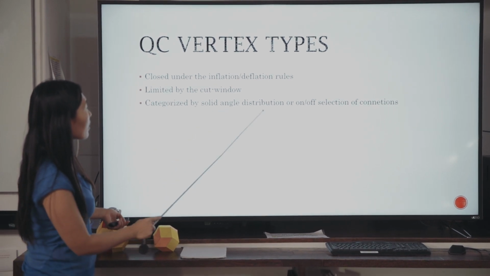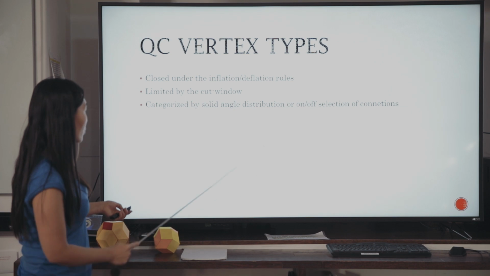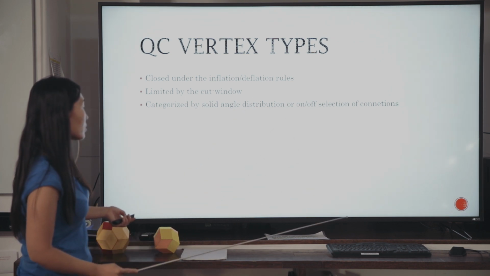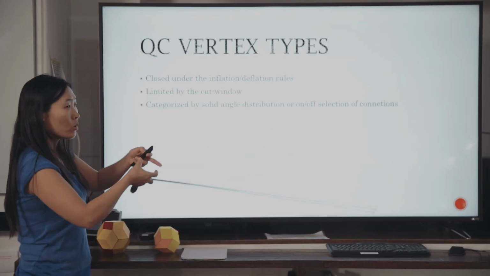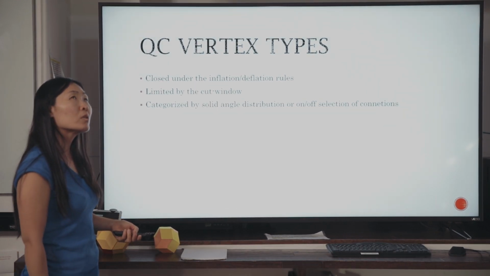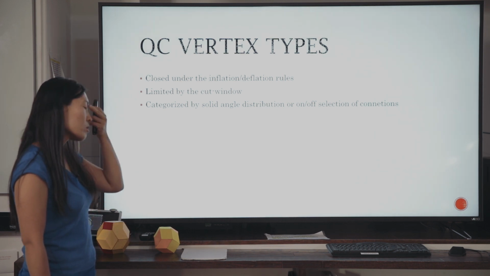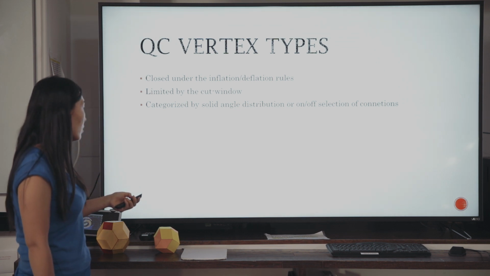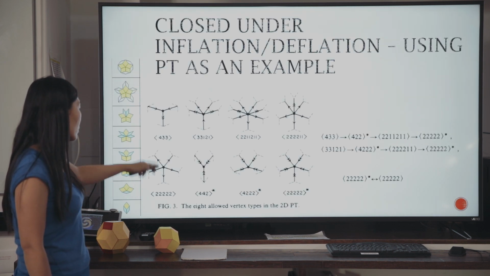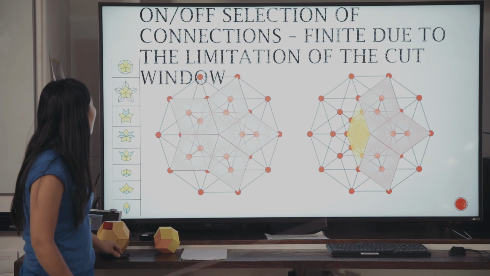It is categorized by a solid angle distribution. For 2D, it's really simple. For 3D, it's a little bit more complicated. I think for 3D, it was subdivided into, I forgot, 36. Anyway, I don't want to say a wrong number, but for 2D, it's kind of simple.